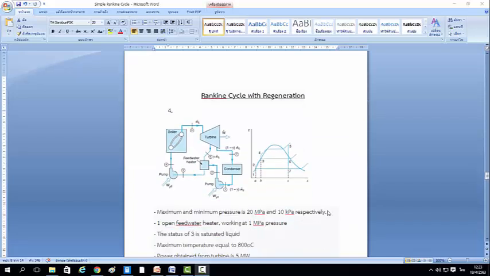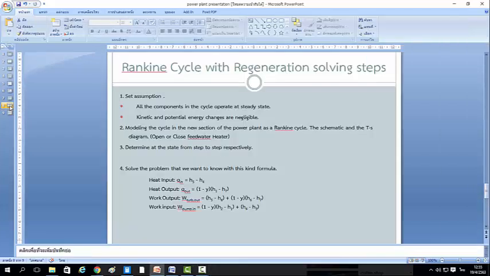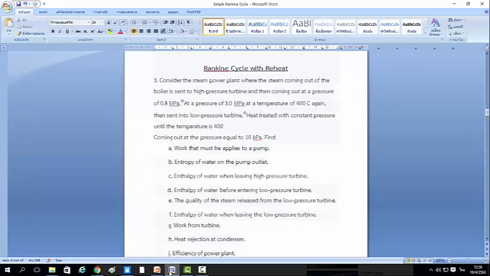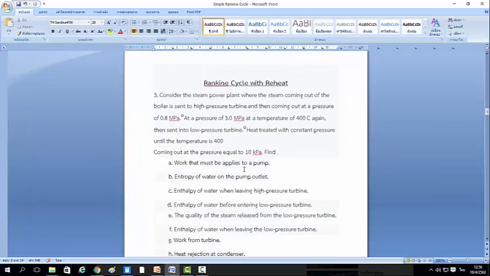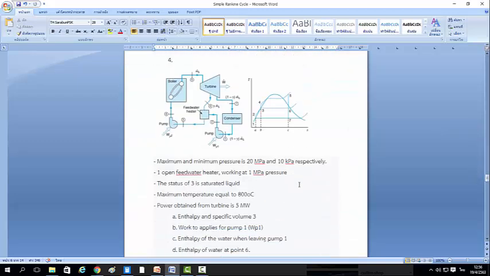36%. And go to the next one, the last one, Rankine cycle with regeneration. As you can see, this is a TS diagram of the Rankine cycle with regeneration. We have a feed water heater added to the system. So go to the assignment, the last assignment.